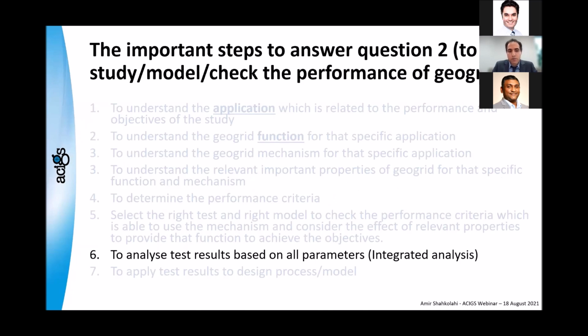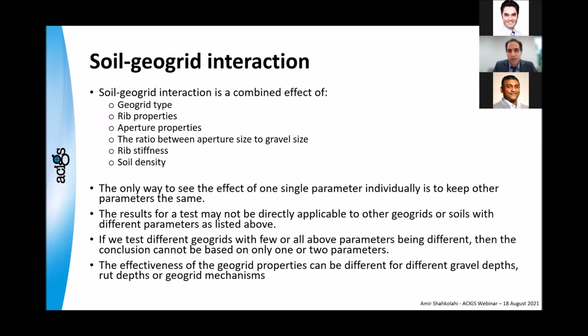Now, to analyze the test results based on all parameters, integrated analysis. I go back to my slide that says soil geosynthetic interaction is a combined effect of all these parameters. That is why when we do a test or make a model, we should analyze the data considering all these parameters, not only one or two or three, because all of them are working together to give us a performance. The only way to see the effect of a single parameter is if we can keep everything else completely the same, which is most of the time very difficult.